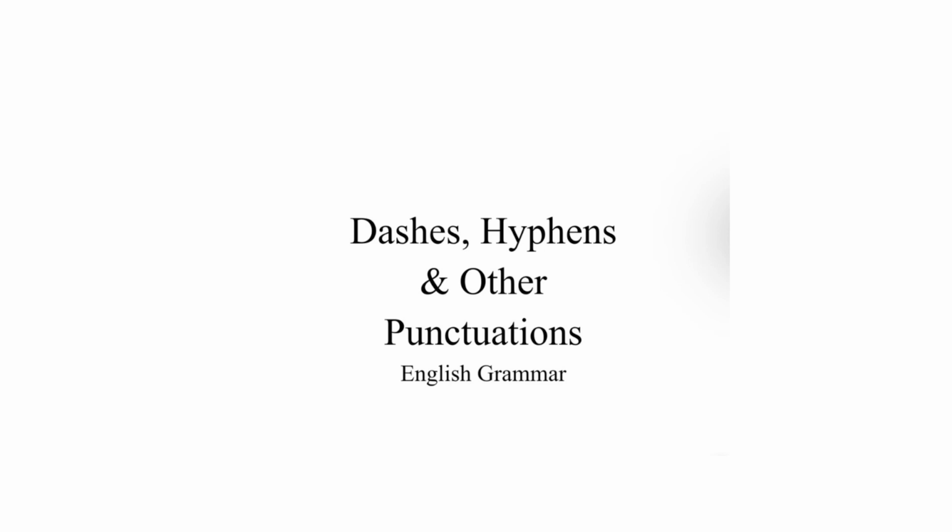Dashes, hyphens, and other punctuation. Function 2: to set off phrases that contain commas. In some complicated sentences, a group of words might need two types of commas: 1, commas between the words, and 2, commas that set off the whole group from the rest of the sentence.